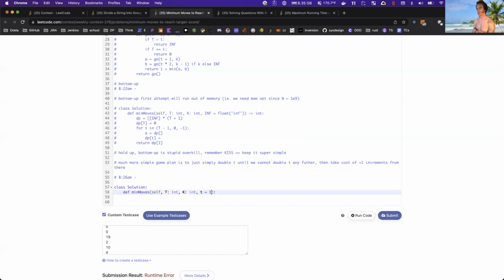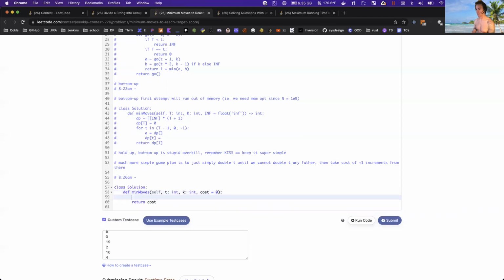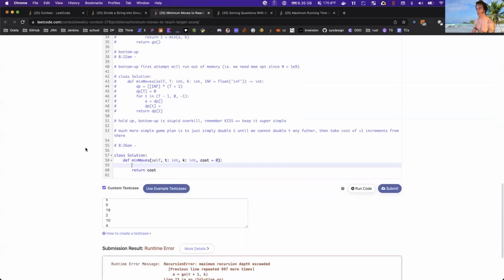Let's do this. T equals one. Cost is zero. T equals one. Okay. Or maybe it's just here, let's just keep that. Let's just divide then, right? You can multiply by two or you can divide by two, right? Let's just divide by two until we get down to one or subtract.